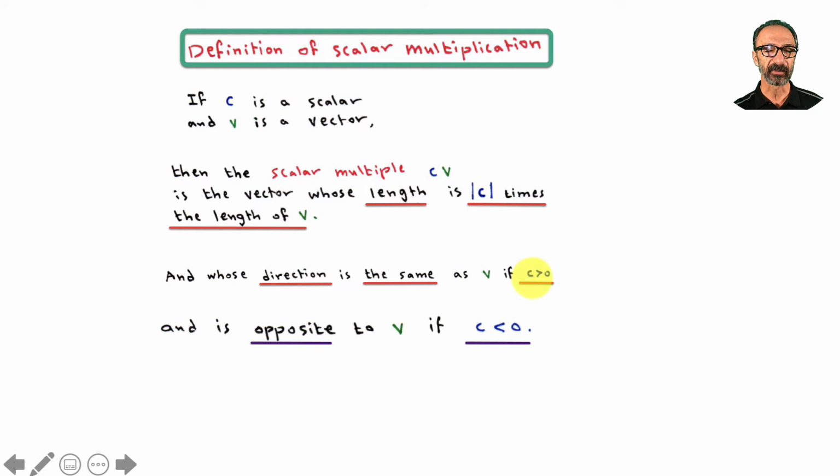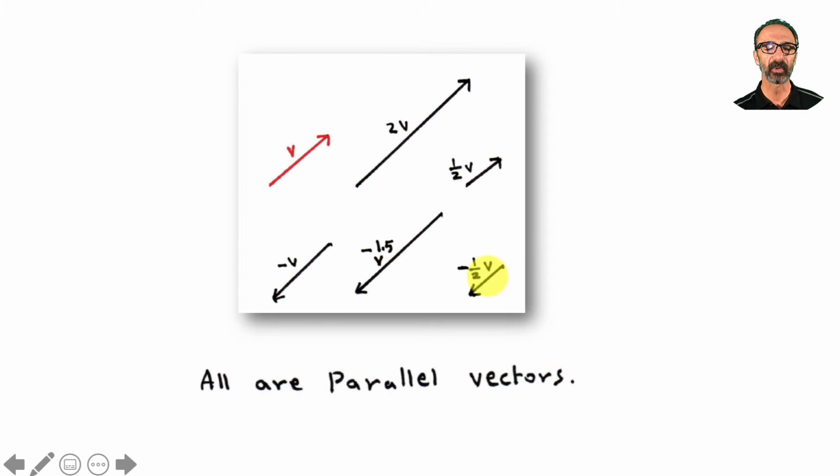Of course, if C is positive, you keep the same direction. If C is negative, you go the opposite way. If C is 0, you're killing it. You're just making the whole thing 0. Or if V is 0, I mean, you don't have anything. C times V will end up 0. Okay, this is what I mean.